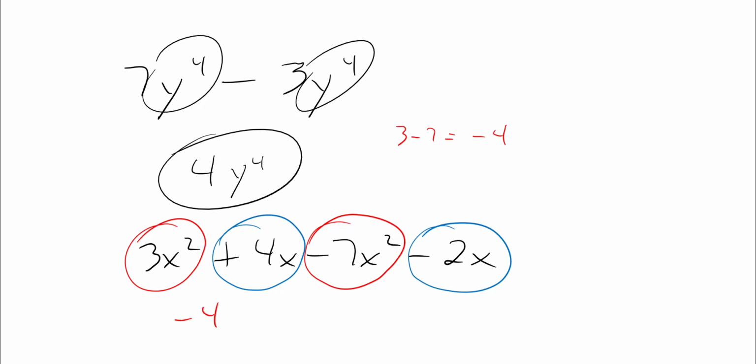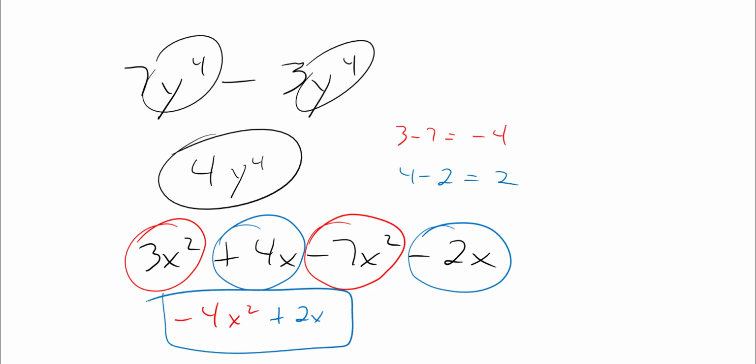And then you're going to say 4 minus 2. That's in the blue. 4 minus 2 is 2. So let me put this in here. It's negative 4x squared. And then the blue is plus 2x. So plus 2x. And that's my answer to this problem. Okay, that's combining like terms.